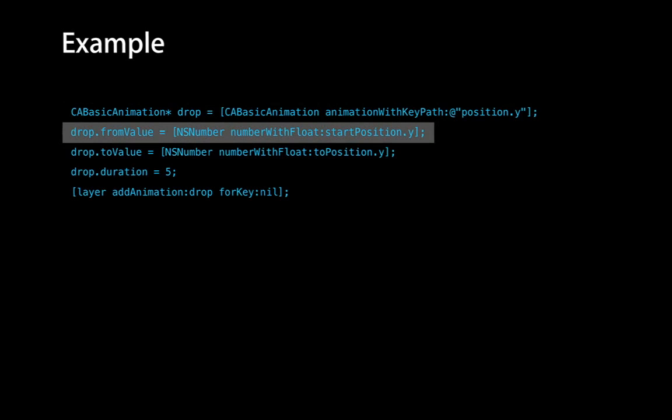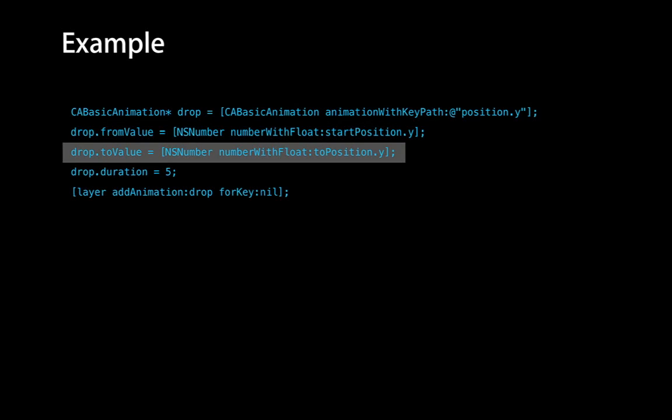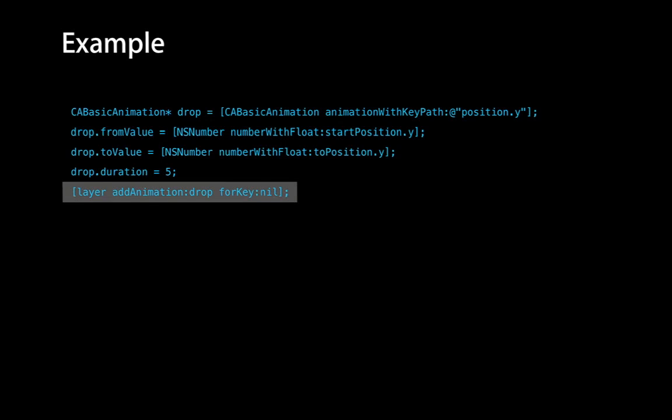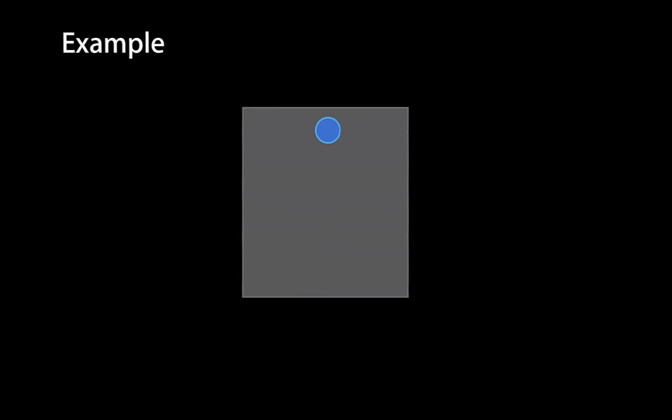And remember, I said that an animation has a from value, a to value, and interpolated points. Now, with basic animation, all you do is set the from value and the to value, and the framework will work out the interpolated points. And now, instead of using CATransaction for the animation duration, we explicitly say that we want the duration of this animation to be 5 seconds. We add that drop animation to the layer, and the key property I don't need to fill in, so I'll set that to nil, and we'll see how we can make different use of that later on.